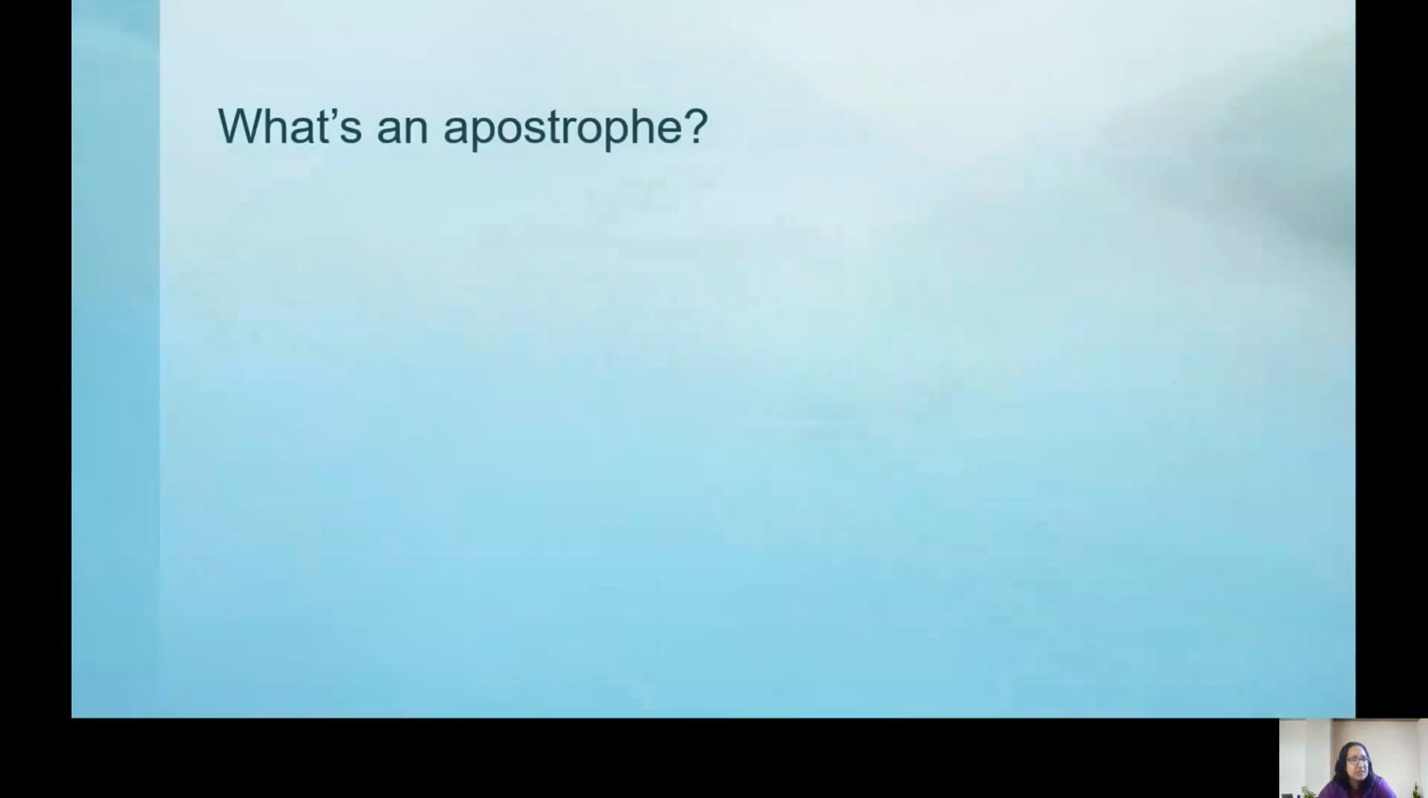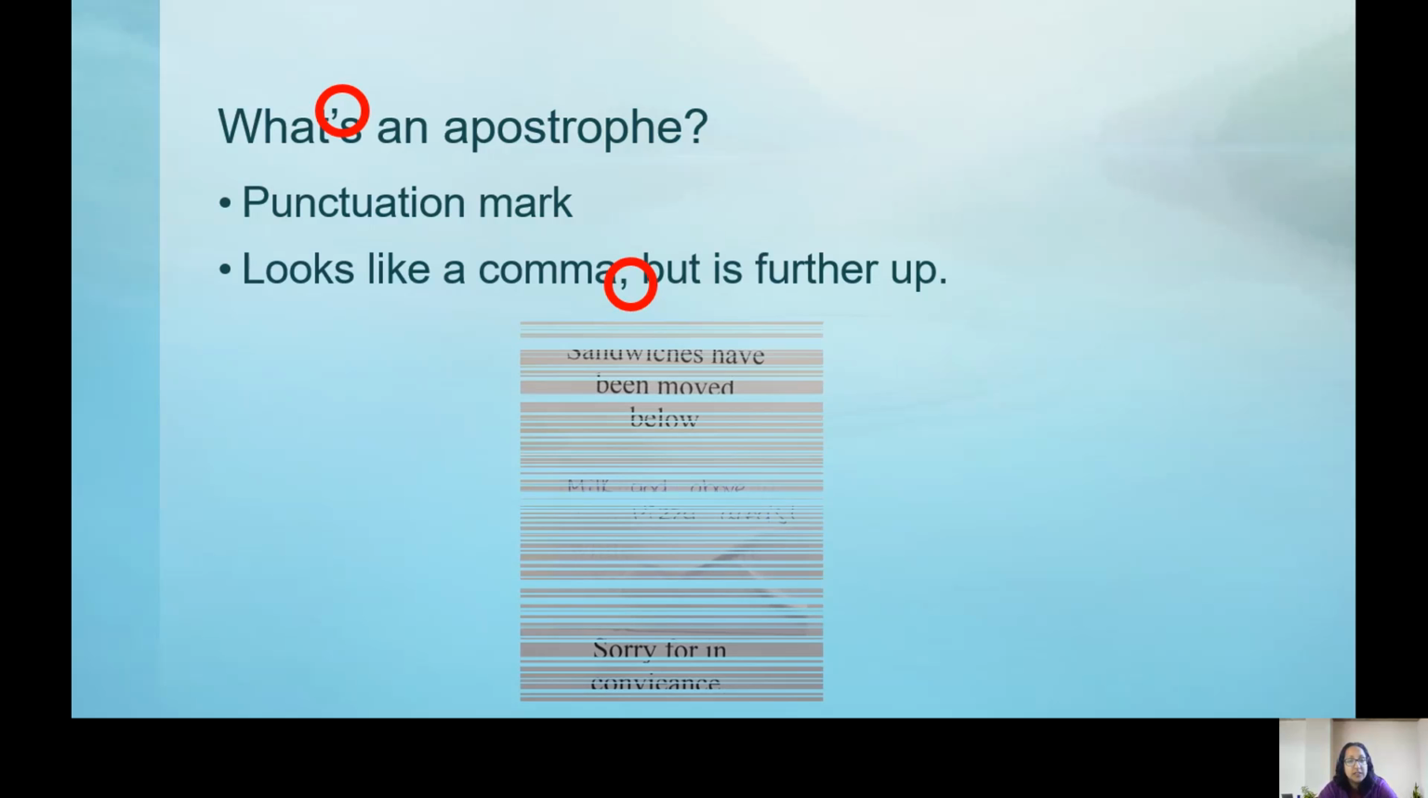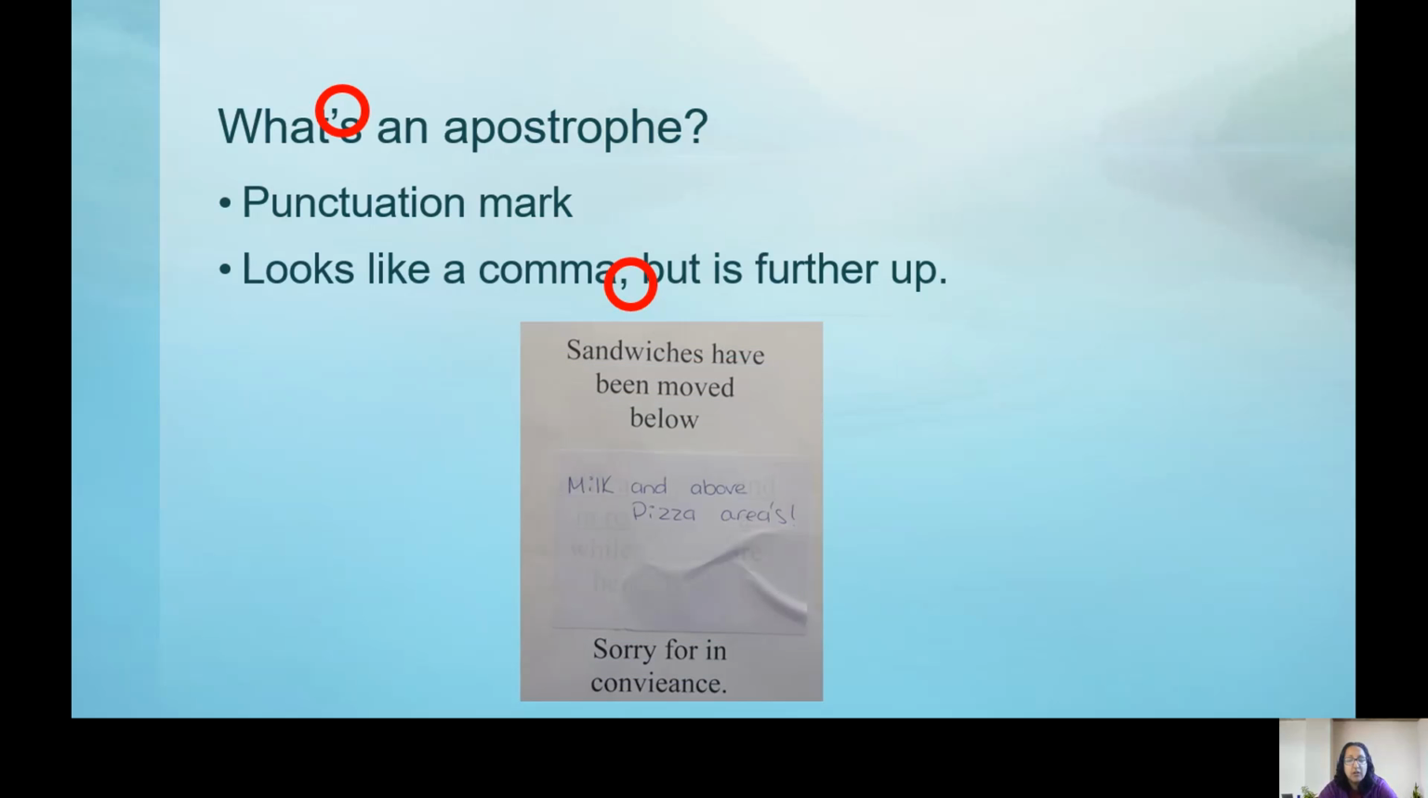First of all, what is it? Well, it's a punctuation mark that looks like a comma, but it's further up in the air. So this, for example, is a comma, used for a pause in a sentence, whereas this up here is an apostrophe. Let's look at this example of a sign that I saw in a supermarket.